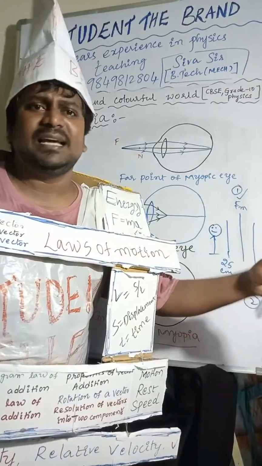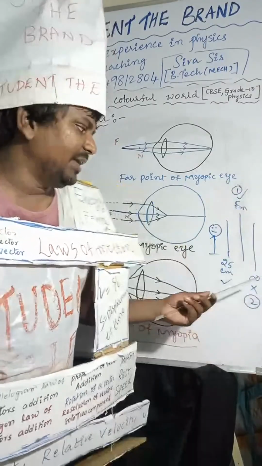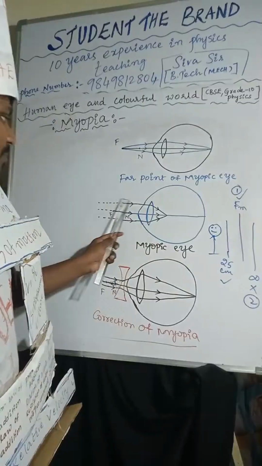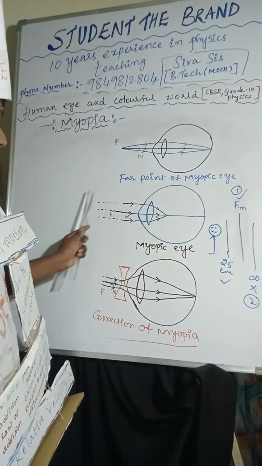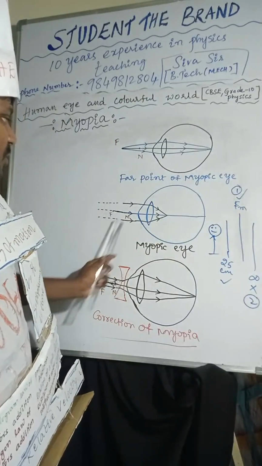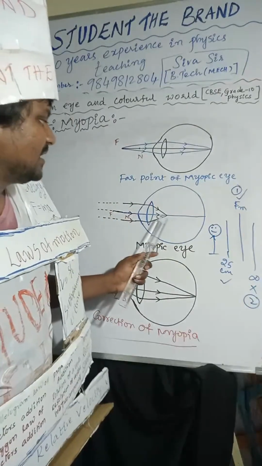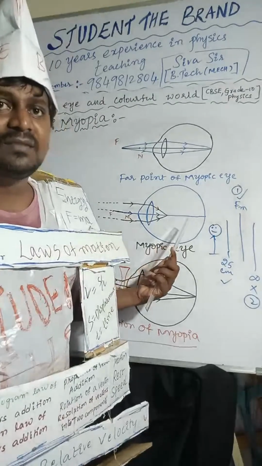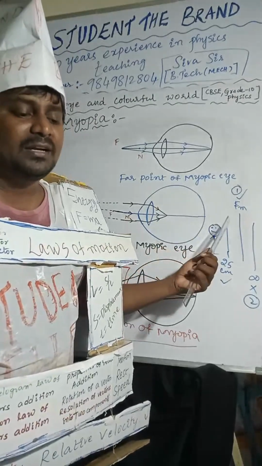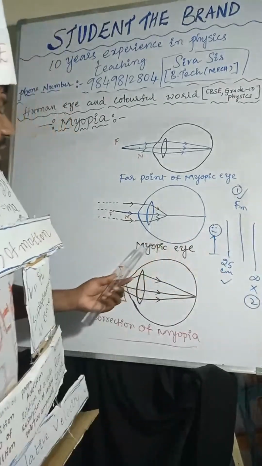Why can we not see far distance? If the light rays are coming from infinity, these dotted lines represent them. After refraction, the light rays will meet in front of the retina itself. They won't form at the retina. So that is the reason. This is the myopic eye.